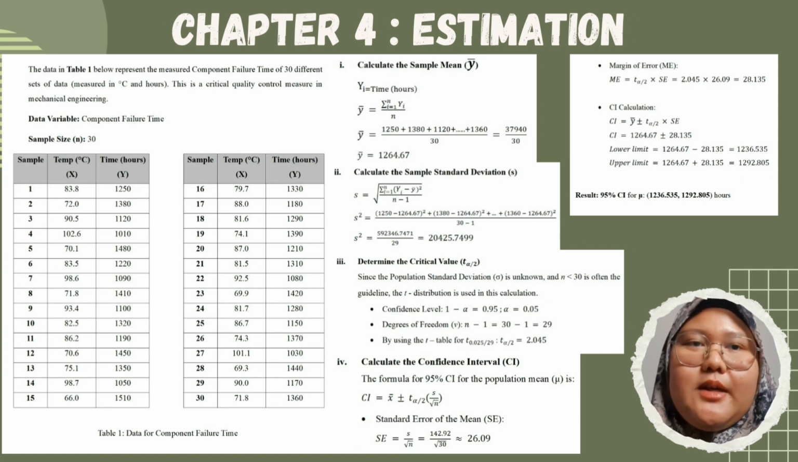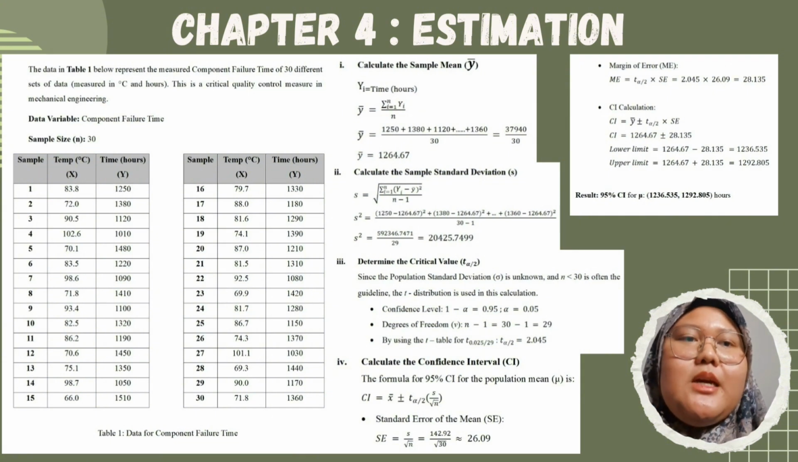First, let's look at our data. We have 30 samples, and while we recorded both temperature and failure time, our focus for this estimation is the time, which is in hours. Our sample size is n, which is 30.